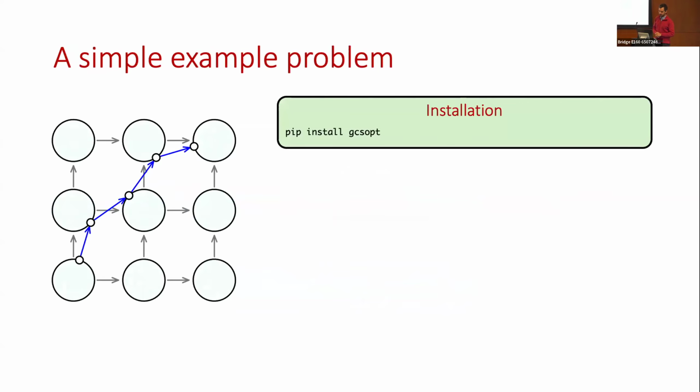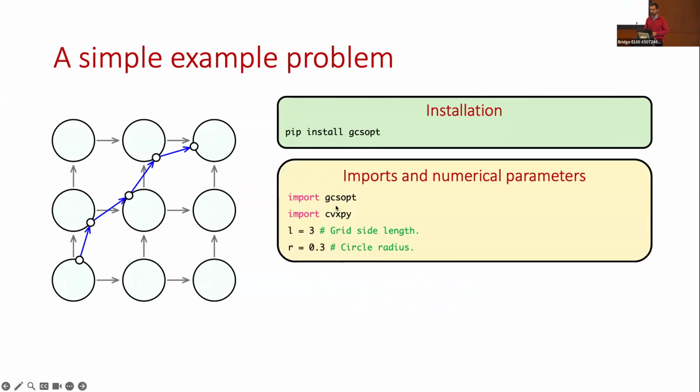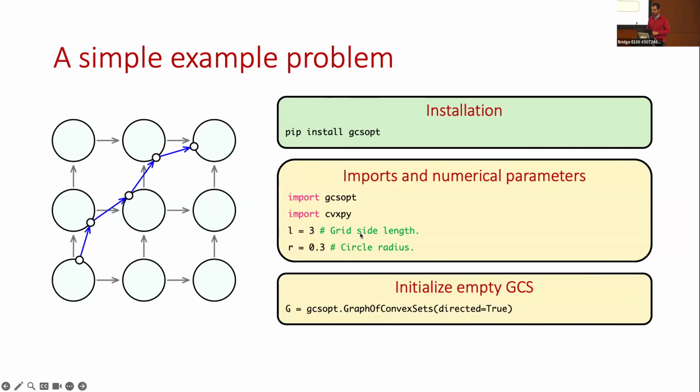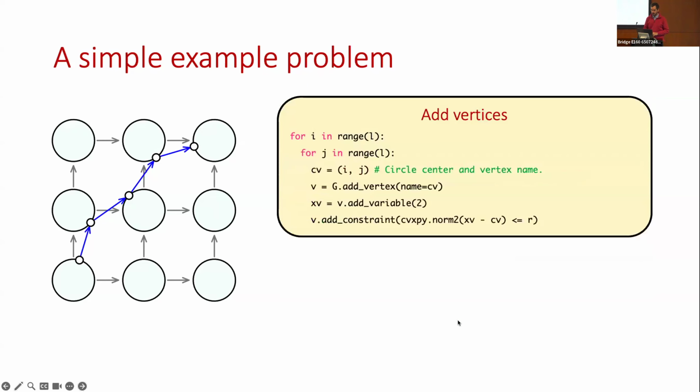How do we code this up? First, you need to install GCSOPT. It's pretty installable. Then you need to import in your Python code both GCSOPT and CVXPY. Here are a bunch of numerical parameters. Then you can initialize a graph of convex sets, as shown in here. In this case, we have a directed one, so that's true.